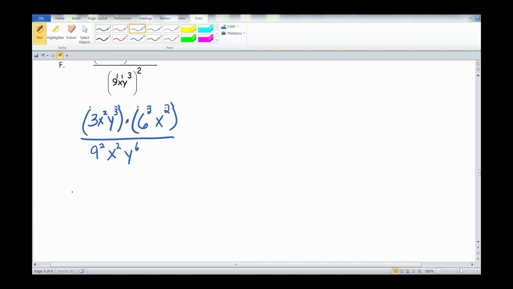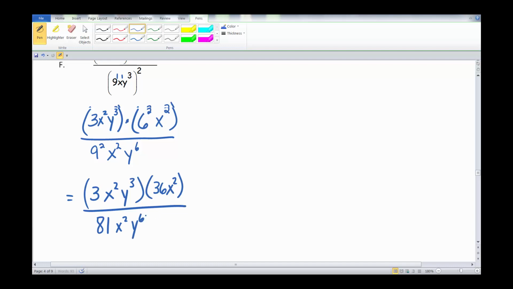Let's go ahead and clean things up a little bit. So we end up with 3x squared y cubed times 6 squared, which comes out to be 36 x squared, all over 9 to the second, which gives us 81 x squared y to the 6th. Now there are a couple different ways that you can continue on from here.